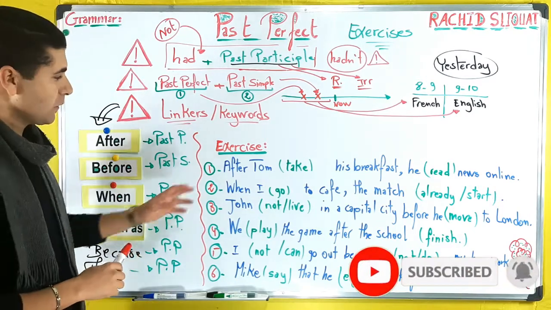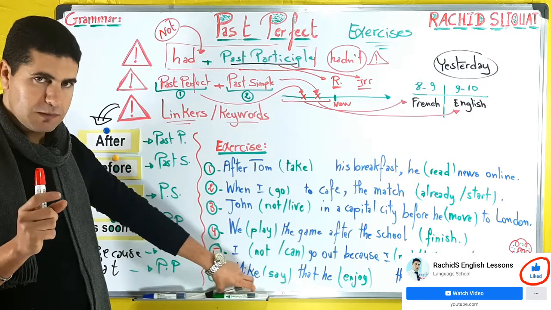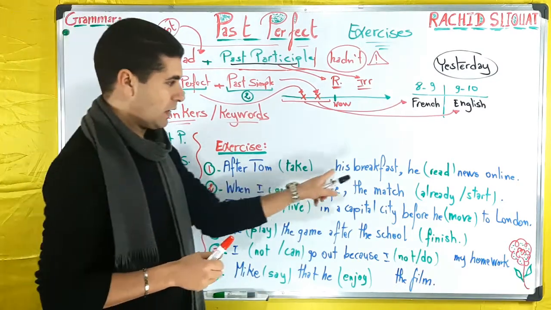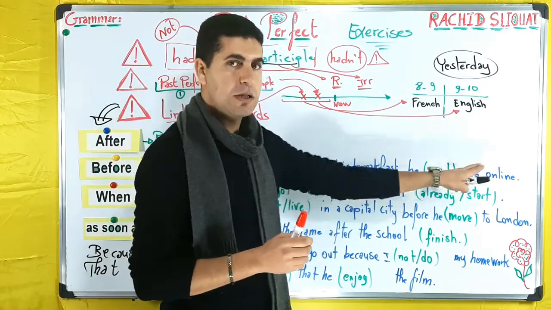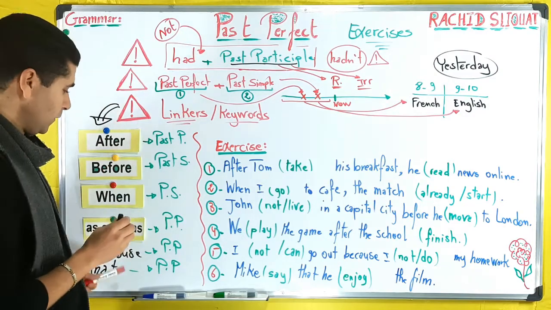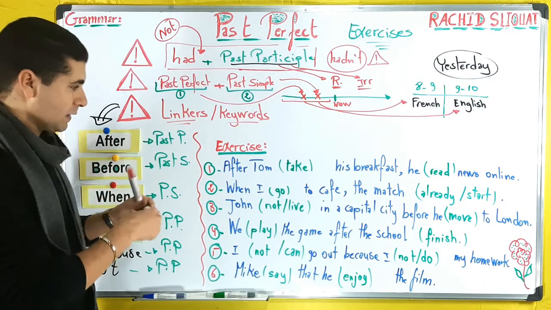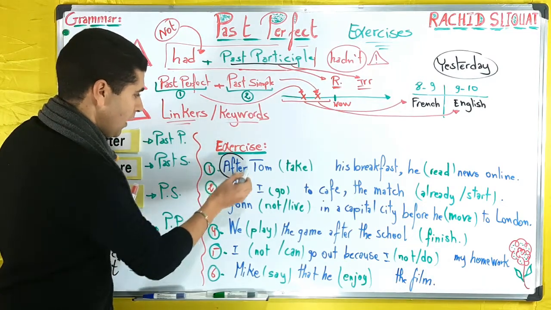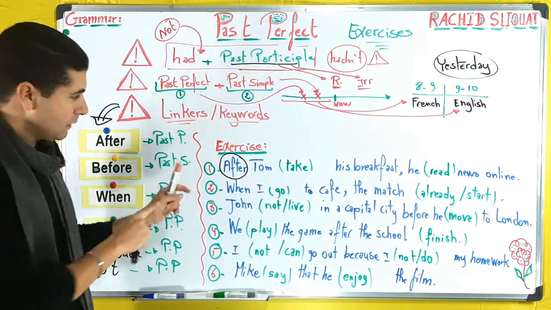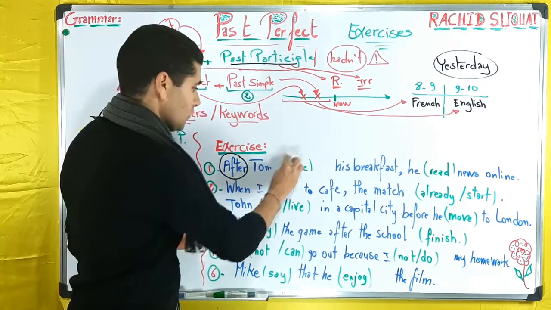All right, let's start with number 1. Let's do number 1 together, okay? In number 1: after Tom, the verb take his breakfast, he, the verb read the news online, okay? Now the first thing you have to remember here, the keywords. Do we have any keywords here? Yes, we have the keyword after, okay? Now after, as I said, is followed by past perfect. So this means that this one is in the past perfect, okay? So what are we going to say?